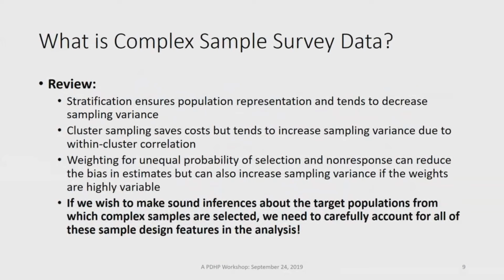So in sum, if you want to make sound inferences about the target population from which your complex sample was selected, you need to carefully account for all of these sample design features in the analysis. Okay? Weights generally are going to affect your point estimates, and could affect your variance. Stratification and cluster sampling strictly affect your sampling variance. Whether or not you account for stratification and cluster sampling, your estimates will stay the same. Cluster sampling and stratification affect your standard errors. It's critical to account for those in your overall analysis process. Okay? So, questions about these basic features of complex samples?